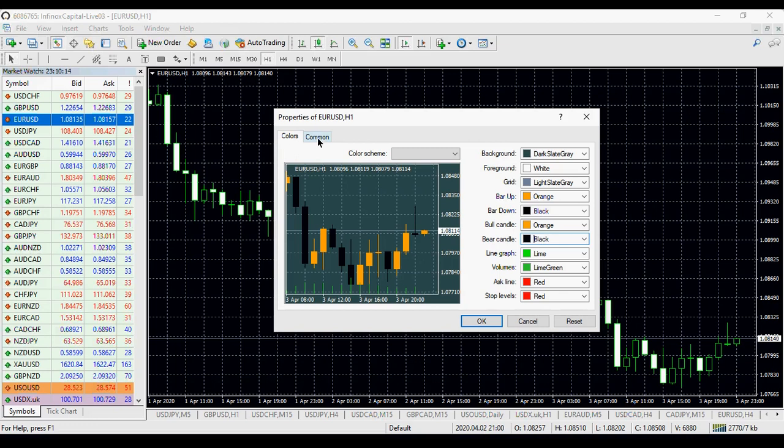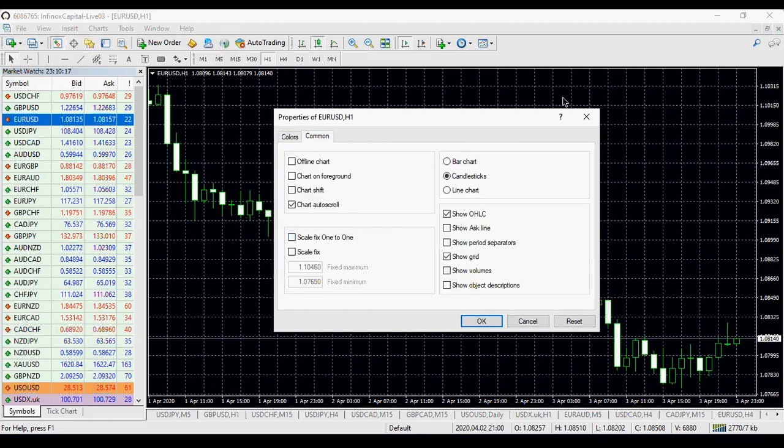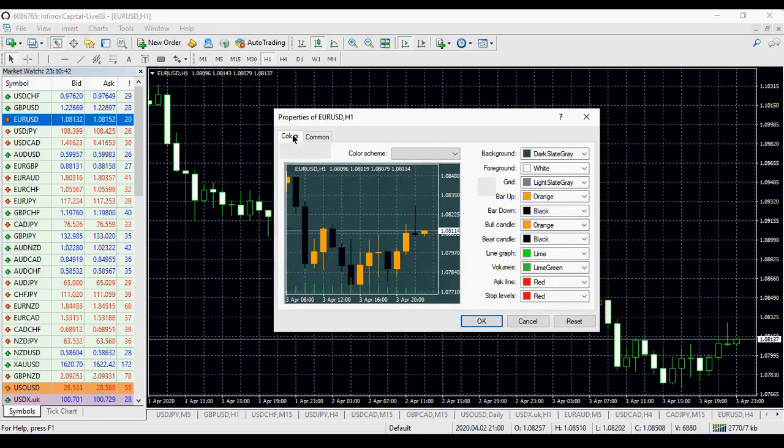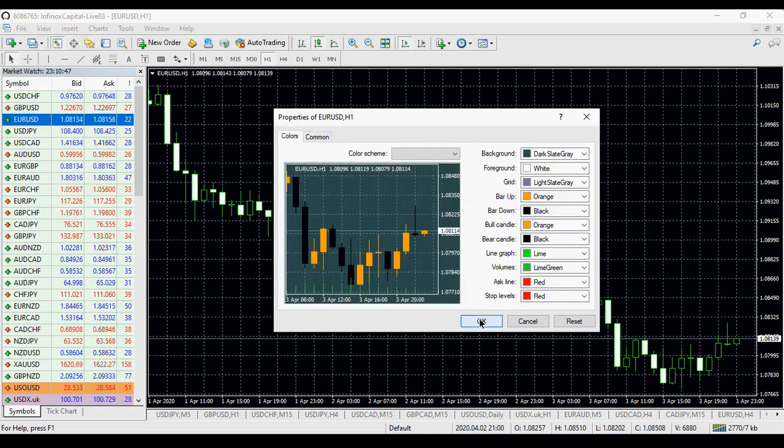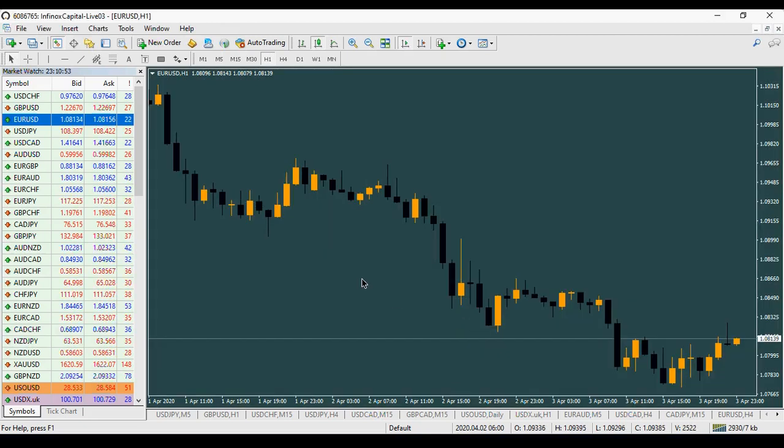Then there's this other window called common. Under the common, you see this grid all over here. I don't want to see it, so you can uncheck show grid so that all this grid will be removed. Then I want to see the ask line. I want to know exactly where the broker is going to bring me in if I decide to trade. So I say show ask line. All right, I think those are the most important here. Everything else you can leave as it is. Once I'm okay with the colors and what I want to see, I click OK. Beautiful. Can you see that?